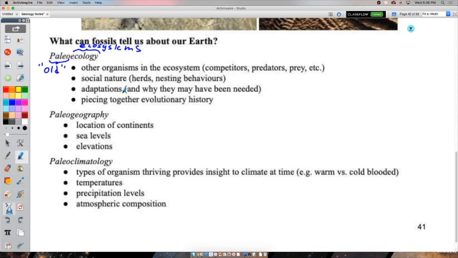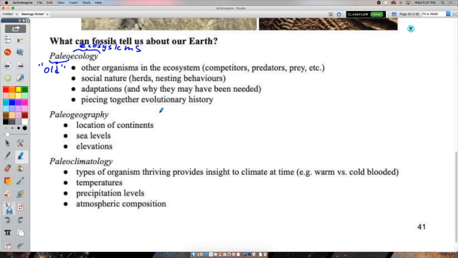It also allows us to piece together evolutionary history. So by looking at different fossils, we can kind of say, huh, this one from a few million years after this one does have some common features, but it started to change. And so by looking at that, we can start to say, there must have been changes on Earth happening that led to these changes in these organisms happening.